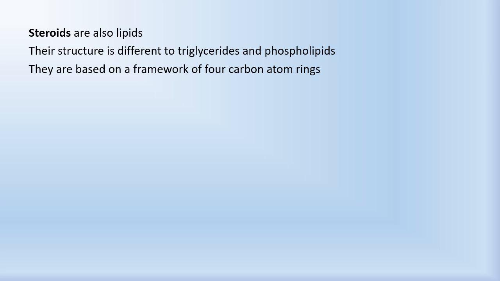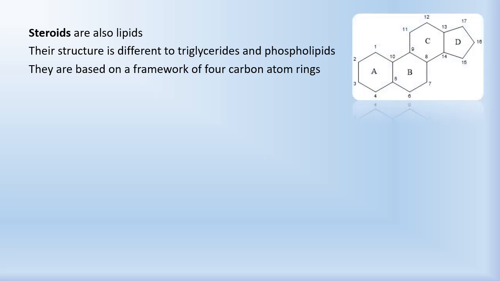Steroids are also lipids. They're very different in structure. Instead of the heads and tails, we have 3 hexagons and 1 pentagon, and all of these are carbon atom rings. Atoms can be bound to these, and that determines the type of steroid.